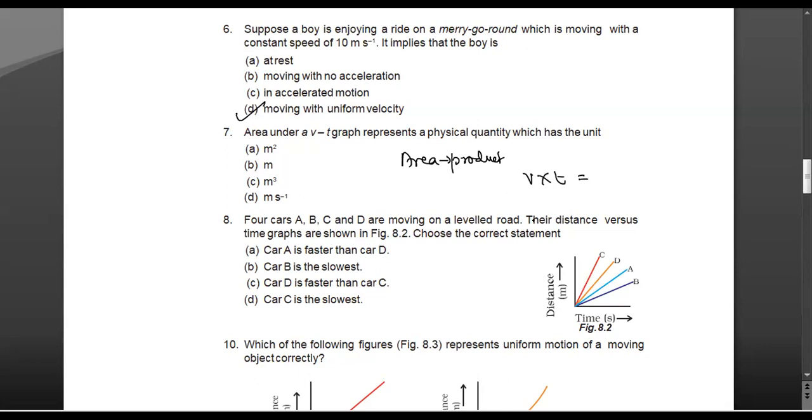Displacement. Okay, the SI unit of displacement is? Meter. Okay, so meter will be the correct option. Okay, question number 8.